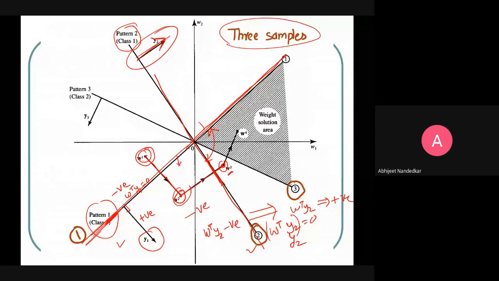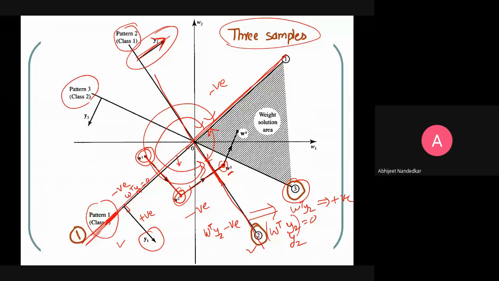If you are anywhere in this zone, your outputs are negative. Now you apply your third sample, which is here, which actually belongs to class 2. Then you are standing here. This Y3 direction is this. This is the positive side of the line, this is the negative side of the line. And since my input is class 2, you should be above the line. Okay, so you have to throw this weight in this direction and come to this place.